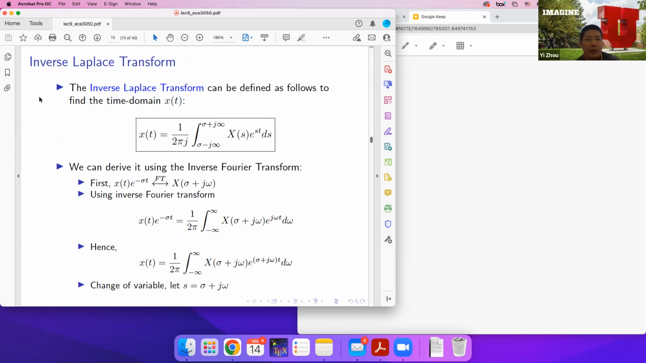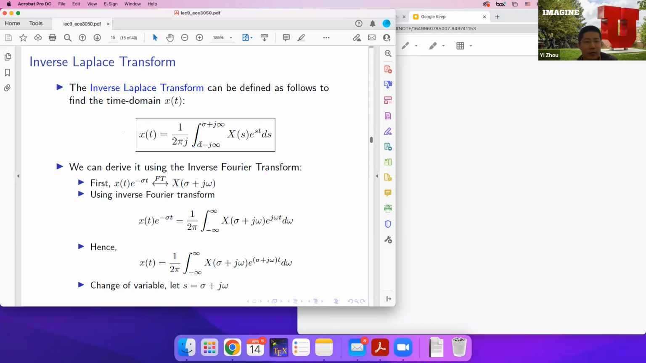Okay, so based on these simple rules, we can start to talk about the inverse Laplace transform. In general, the inverse Laplace transform is defined in this way. Given the Laplace transform, we evaluate this integration to obtain the original signal. It is kind of similar to the inverse Fourier transform. These are the eigensignals, e to the power of st, and we are summing up all these different eigensignals with the corresponding coefficients specified by the Laplace transform. So this is a linear combination of all these eigensignals.